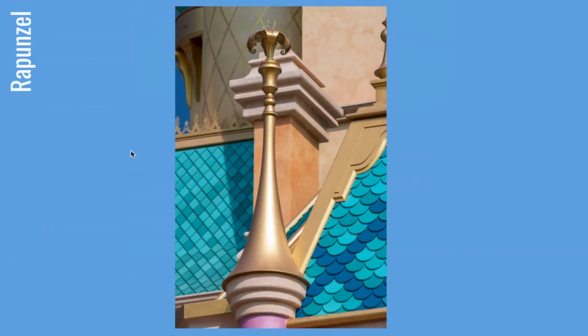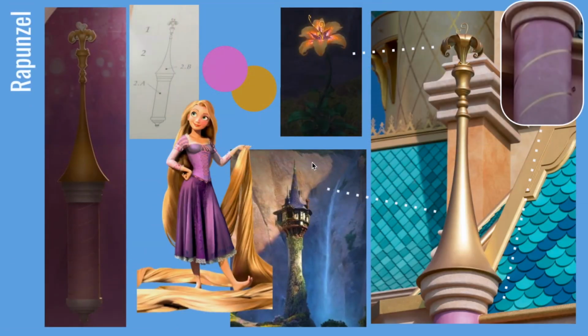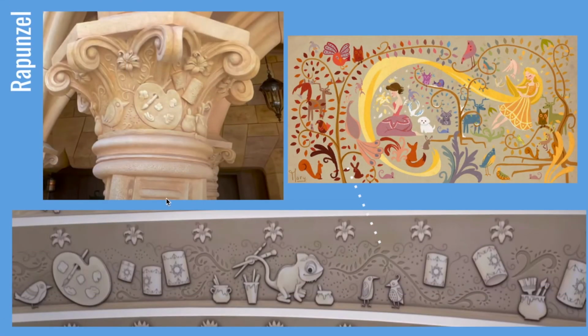Alright, for Rapunzel, so her tower is painted in shades of gold and purple, of course, just like her outfit, and the flower, and her tower. And of course the shape of it is very reminiscent of her actual tower, and you see the striped diagonal things here kind of representing her twirling hair. And of course the flower is on top. That is the flower that's in the whole movie. And then over here on her column, it's beautiful.